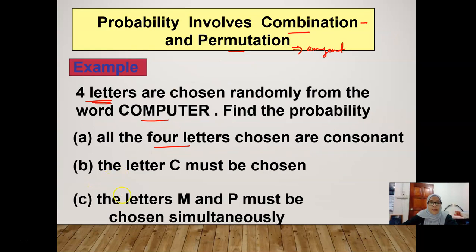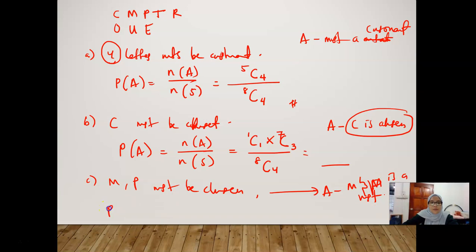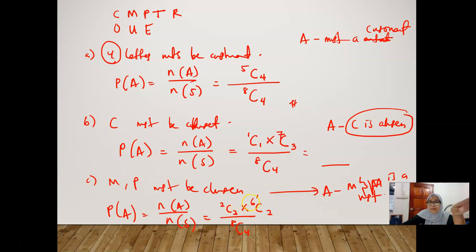And how about the case where the letters M and P must be chosen simultaneously? Now my A is M and P, and M and P is a must. So my P(A) now becomes n(A) over n(S). So 8 choose 4 for the sample space. Since 2 are compulsory, M and P, that one must be chosen, so 2 choose 2 times... Since M and P are already chosen, you are left with only C, T, R, O, U, E. So how many of them? 6, right? So 6 choose 2. Only 2, because 2 are already fixed, M and P. Then you get the probability. I think that should be clear.